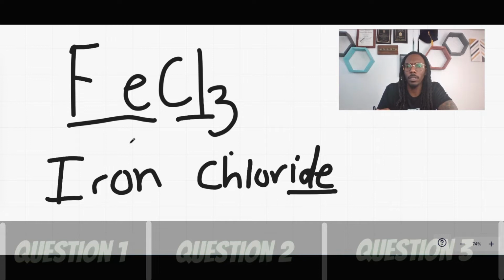Now, are we done with naming this compound? No, we're not done. We got to realize one more thing. This is a transition metal. Since iron can have multiple oxidation states, multiple charges, a Roman numeral will go here. You cannot forget the Roman numeral. That's very important. If you don't have a Roman numeral, it's wrong, because like I said, there's multiple oxidation states.